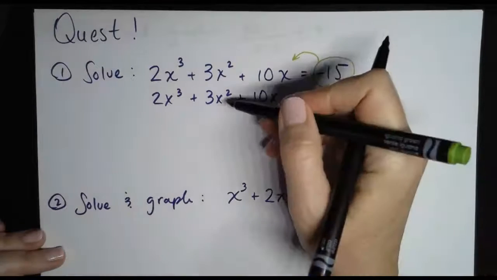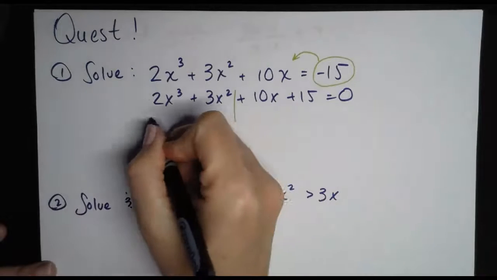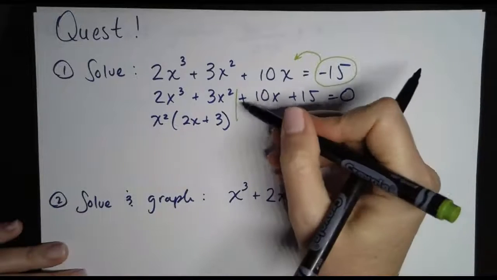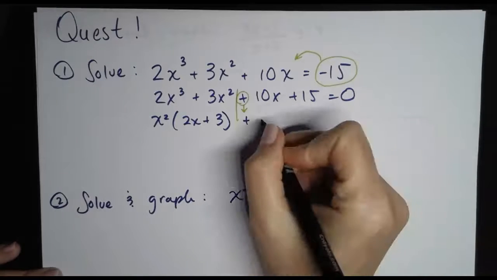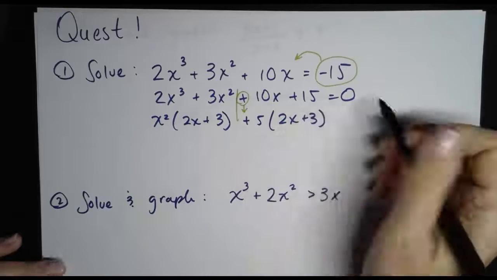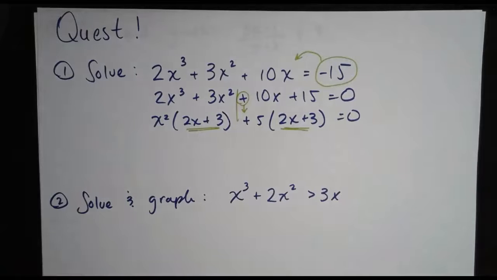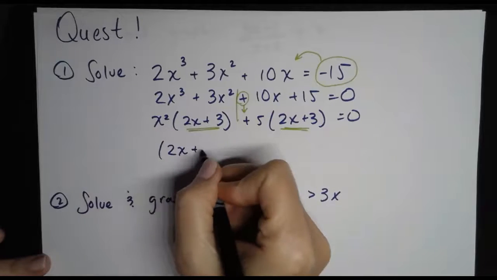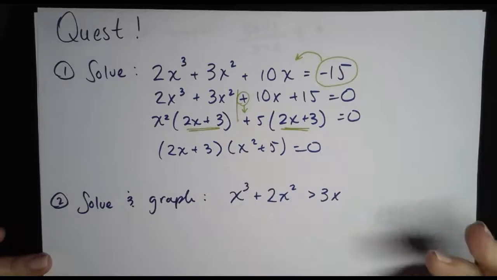1, 2, 3, 4. Let's split this down the middle and factor by grouping. So take out an x squared. That's 2x plus 3. Remember to bring this sign down. Plus, bring out the 5, and we get 2x plus 3. Notice we've got like factors here. That is our new greatest common factor. Bring it to the front. So 2x plus 3 times x squared plus 5 equals 0.